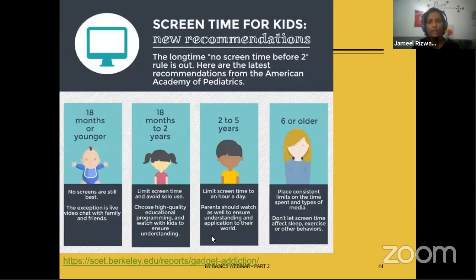Earlier we used to say no screen time before 2, but now the American Academy of Pediatrics says that for 18 months or younger, no screens are still best, but you can do video chat. So of course, technology has occupied a very important role, but avoid solo use. This is something I would really advise for parents of young children as well as practitioners. Even if they have to watch TV, watch at longer distances and make sure they don't go very close. Take frequent breaks, because now schooling is happening online through technology.